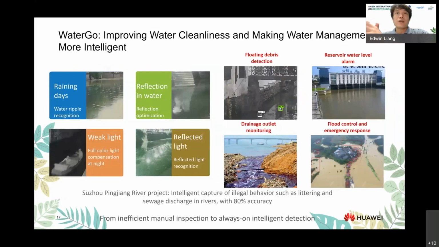And the second one is the water goal. It is our Huawei Cloud services that improve water cleanliness and make water management more intelligent. Here is an example in the Suzhou Binjiang River. The challenge is we don't have enough manpower to inspect the river at the same time, and especially at night, it is also a challenge. But by using cameras and computer vision technologies, we are able to monitor the water conditions in real time, 24 by 7.